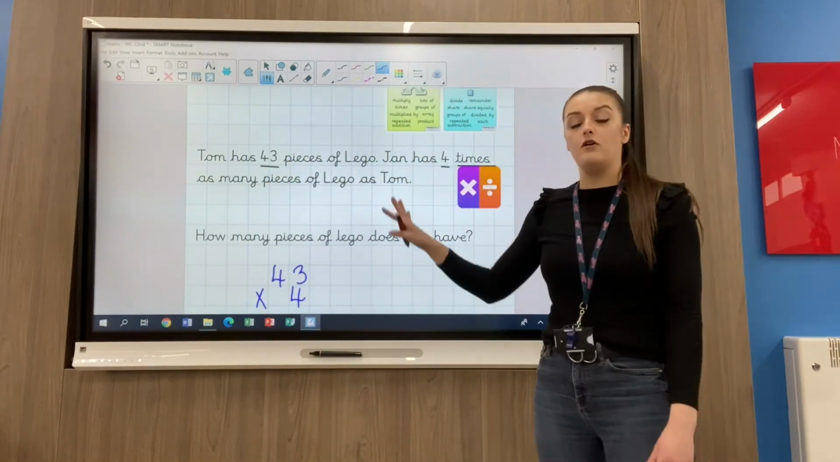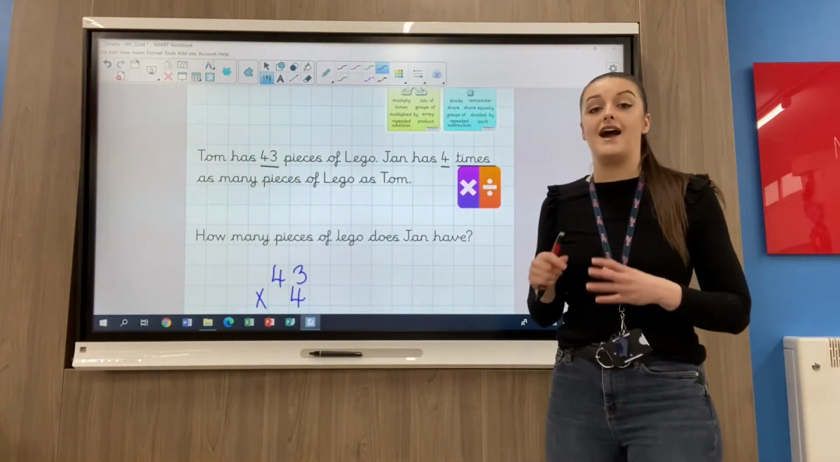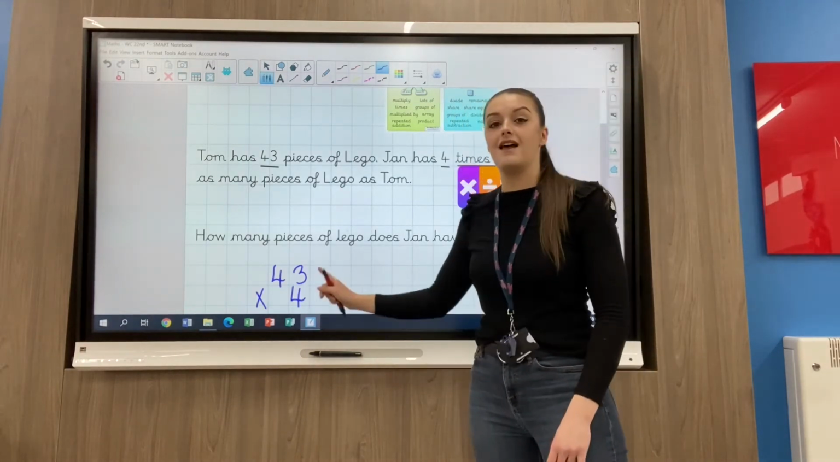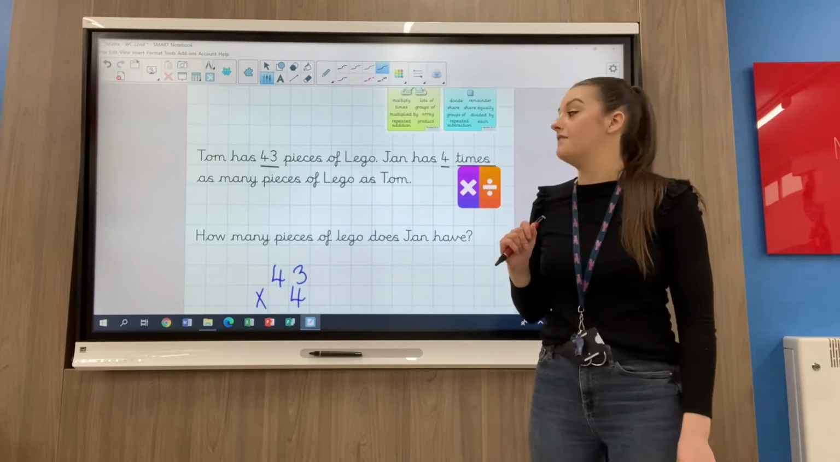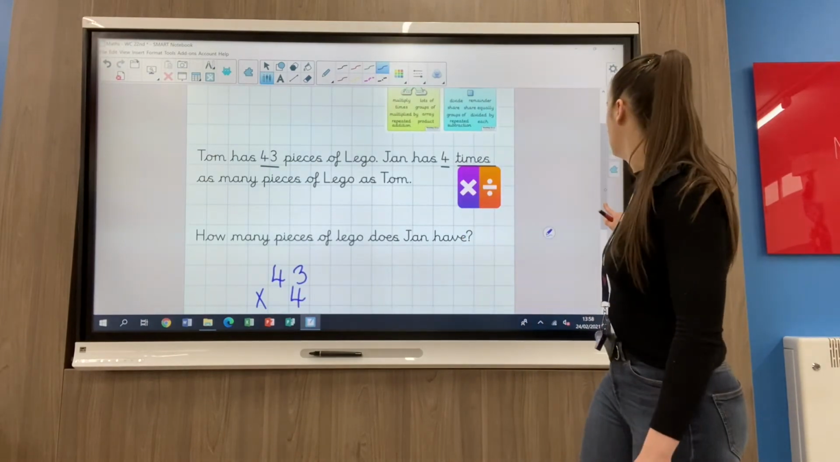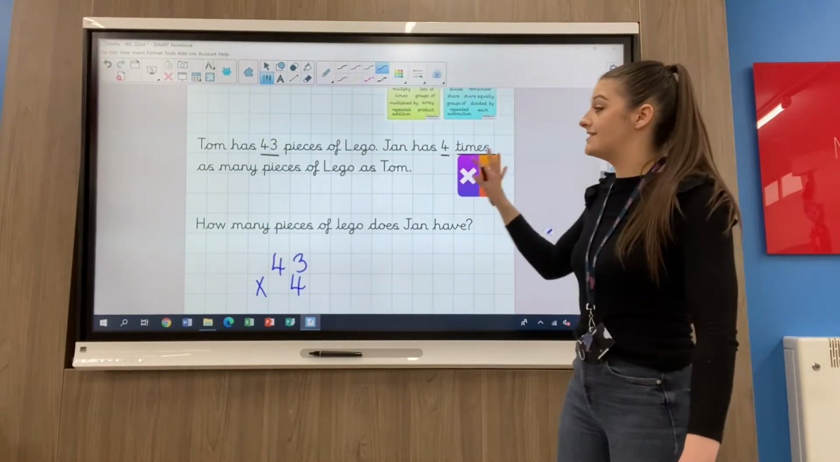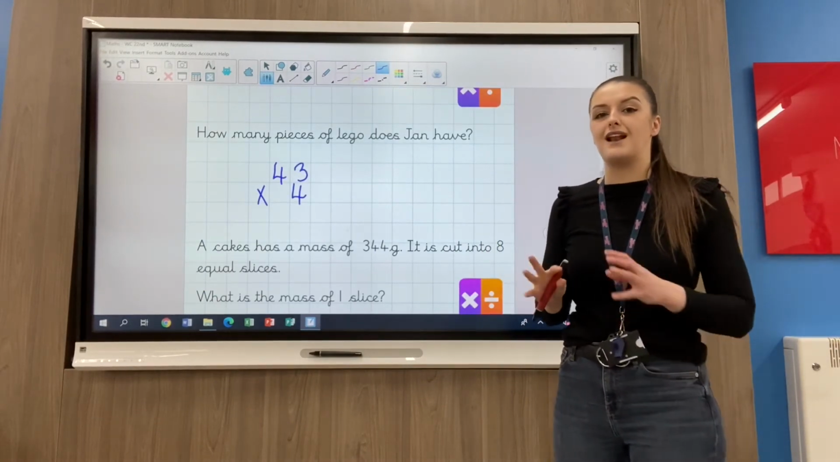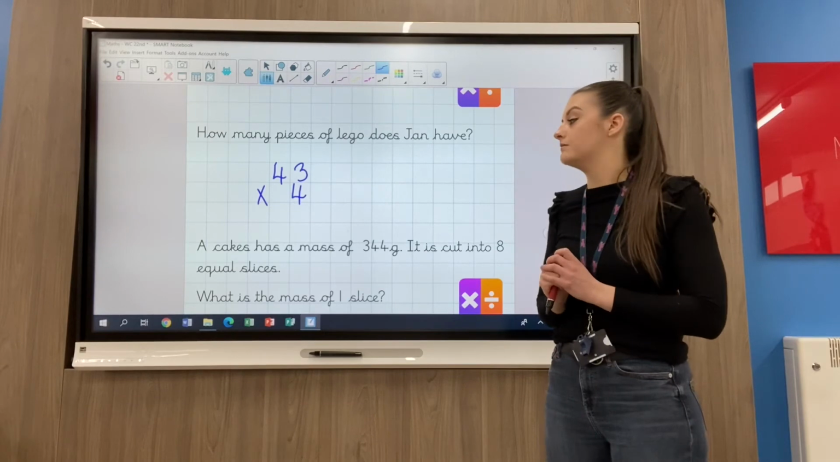Now I'm not going to carry on and work that out because we've just looked at how to use short multiplication. So there you'd multiply the 1s and then multiply the 10s, and that will give you the answer that you need. Now remember, these are similar questions to yours. They're not the same. They've got different numbers and slightly different scenarios going on.